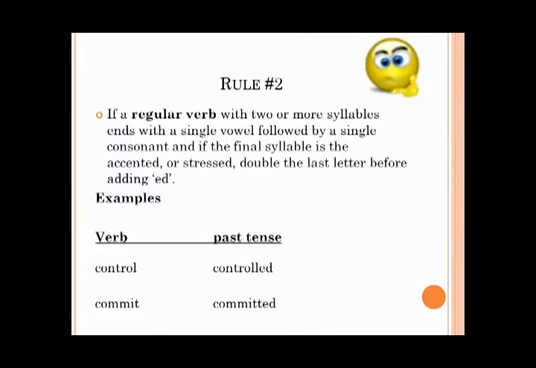Another example. Commit. Commit has two syllables, com and mit. Mit is the stressed syllable and it is the last syllable. So we double the ending letter T and then add ed, forming the word committed. Committed. Let us continue.